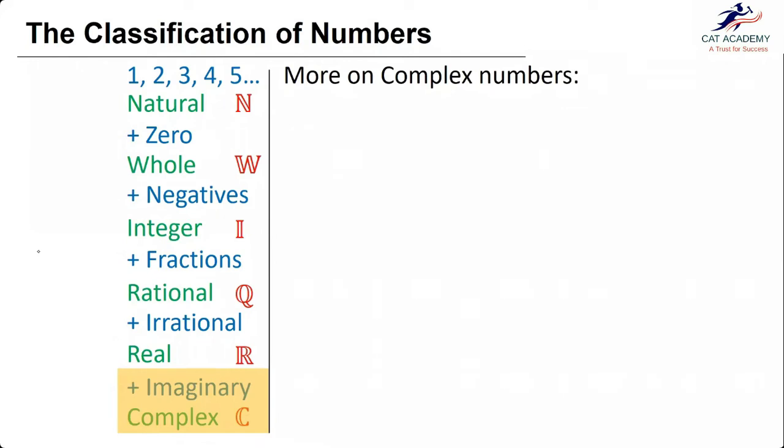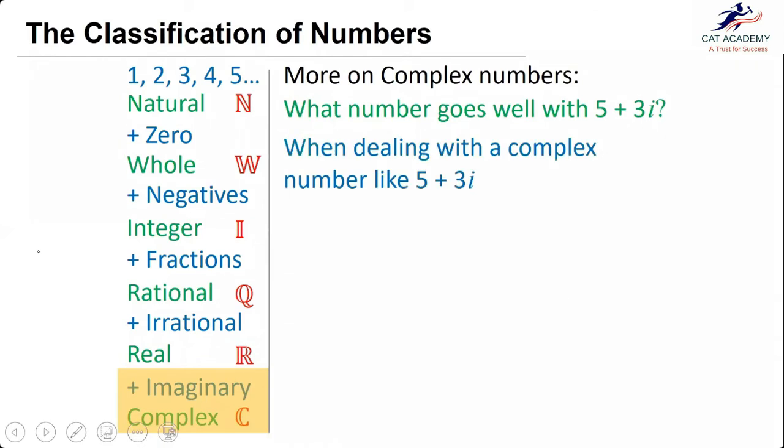And now a little bit more on complex numbers. What number goes well with 5 plus 3i? The number must be 5 minus 3i, which is called its conjugate. Now, what's the relevance of this conjugate? See, if I add these two, if I add a number with its conjugate, what do I get?